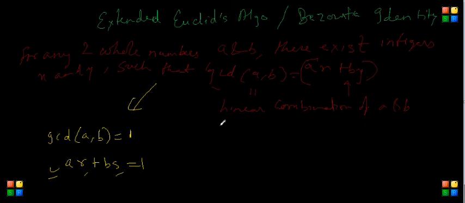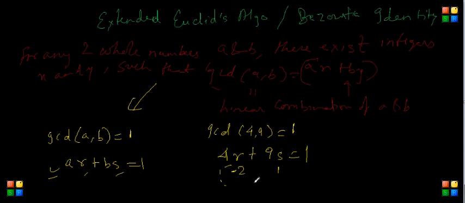Let's take an example. I know that the GCD of 4 and 9 is 1 and they are relatively prime, so I can always find two integers r and s such that 4r plus 9s is equal to 1. For example, if I take r equal to -2 and s equal to 1, this becomes -8 and this becomes +9, so this satisfies the equation. There will be more values of r and s which would satisfy this equation, but let's take the case of the simplest values of r and s.